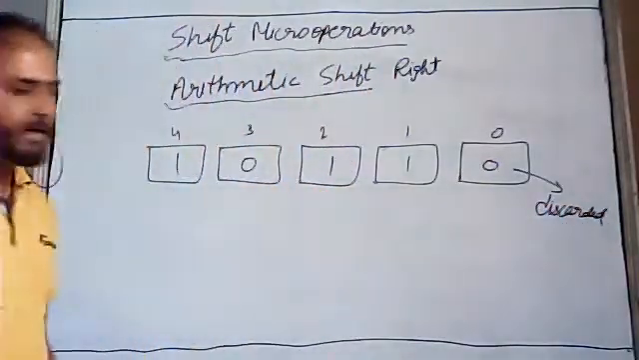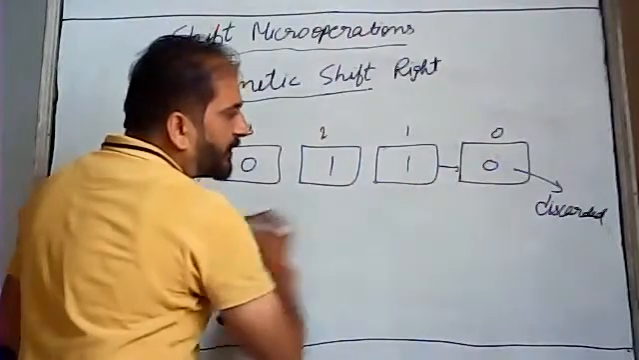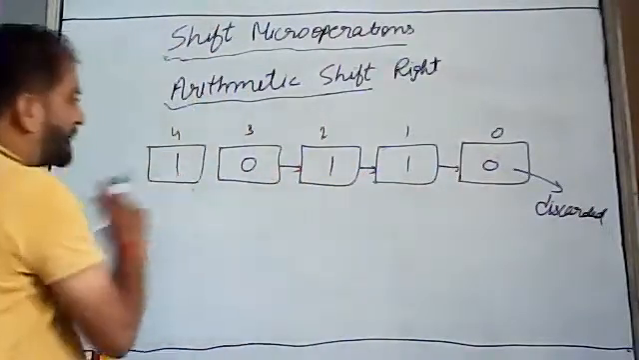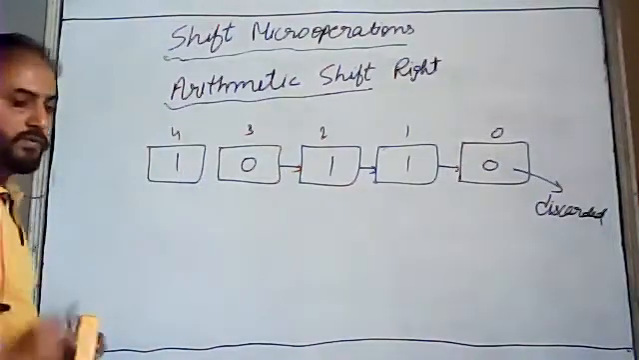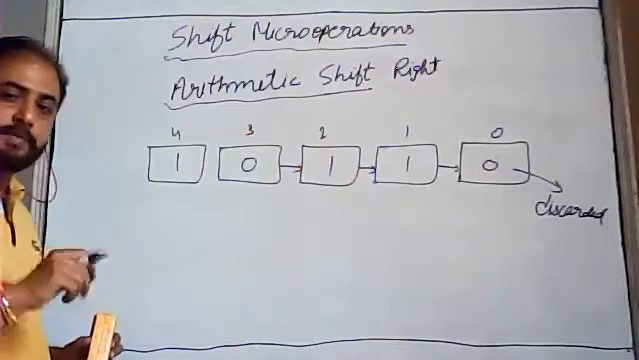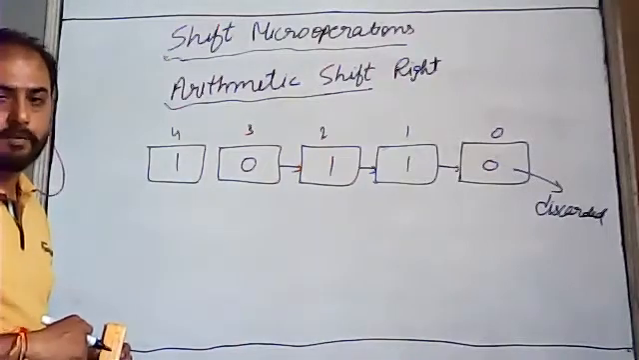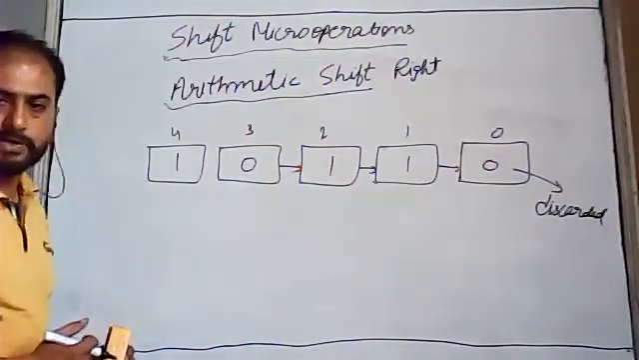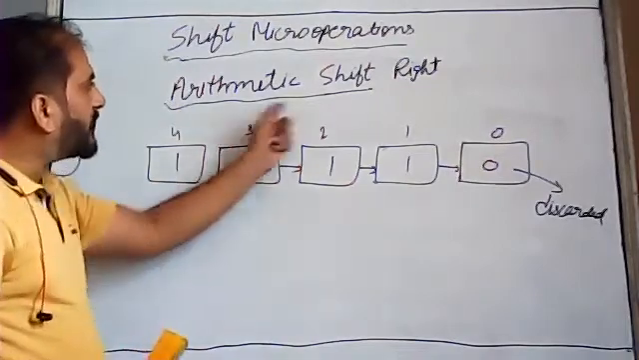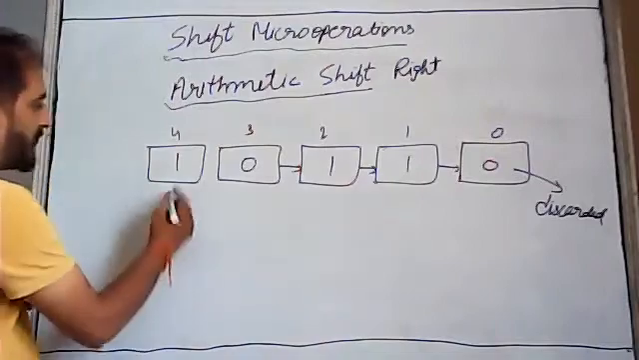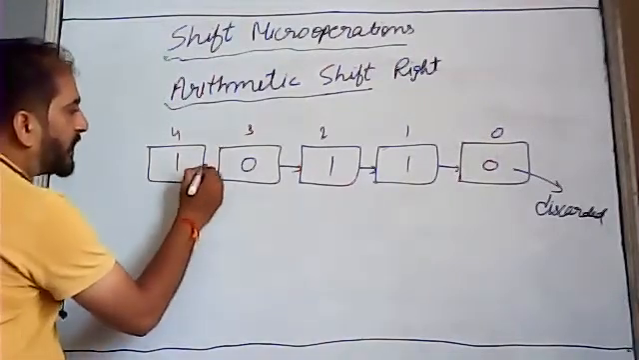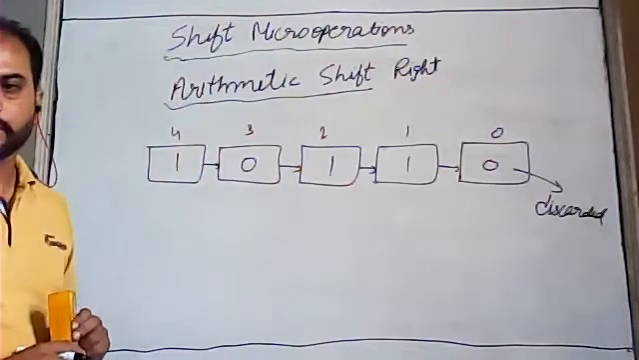So this bit is discarded, and this bit is shifted here, and this one is shifted here, and the last bit... we have to take care that the last bit is 1. It should be 1 after performing the shift operation to the right in case of arithmetic shift. In arithmetic shift right, the last bit remains unchanged and is also shifted to the next position.